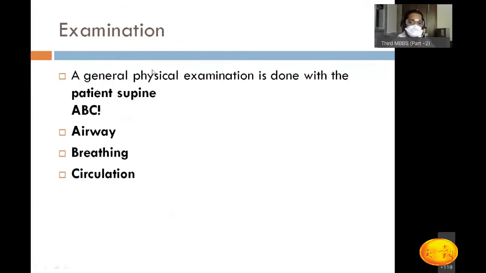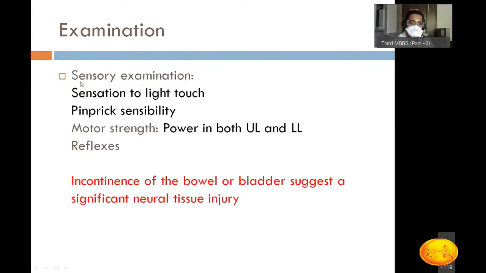Next is examination. Examination of any trauma patient usually starts with confirming the patient's airway, breathing, and circulation. Once you have established that all three things are going fine, you go on to the next. Next, you do the local examination, the tenderness and deformity, as we discussed in previous slides. Next is sensory and motor examination plus reflexes, and if there is incontinence of bowel or bladder, that suggests a significant neural injury. Sensory and motor examination we will go into in detail.